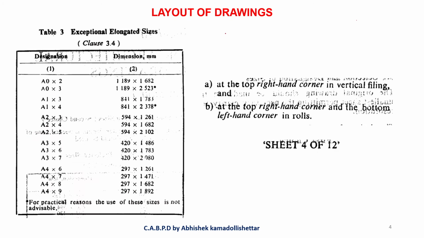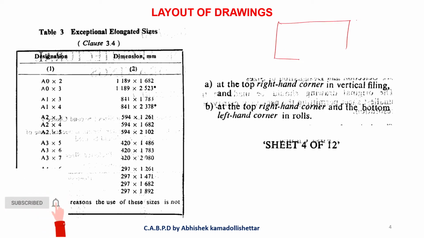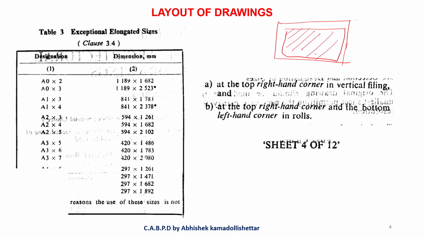Layout of drawings. So you know what the layout is. Layout is the area of the drawing where you have to picturize your drawing. So this is the layout. What type of layout it is: you can see A0, A0 into 2, A0 into 3, there are different sizes. There is an asterisk here: for practical reasons, the use of these sizes is not advisable. So it is just a paper, a long paper.